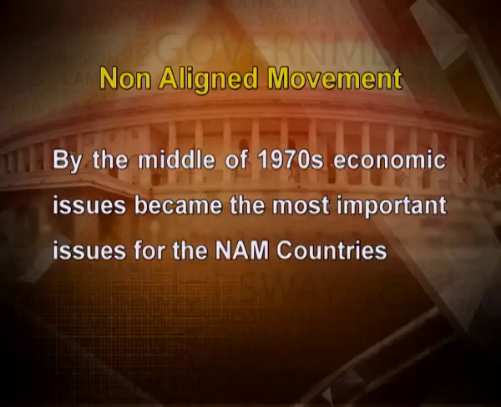Now, although in the first summit of NAM in 1961 economic issues were not given too much importance, by the middle of the 1970s economic issues became the most important issues for the NAM countries. NAM actually became an economic pressure group. From this change in position came the idea of New International Economic Order, that is NIEO.